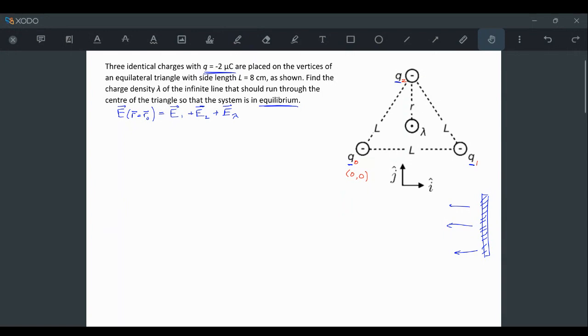And because we want this to be at equilibrium, we want there to be no force on this charge Q0. So this net electric field has to be equal to 0. Another way that you could think about this is to write it as the sum of all the electric fields at that point, kind of like the sum of the forces that we've done with Newton's second law last semester.